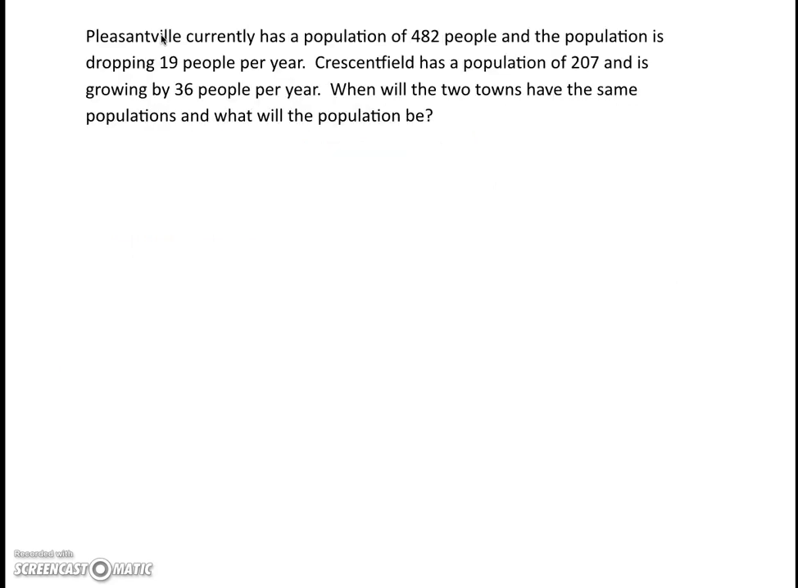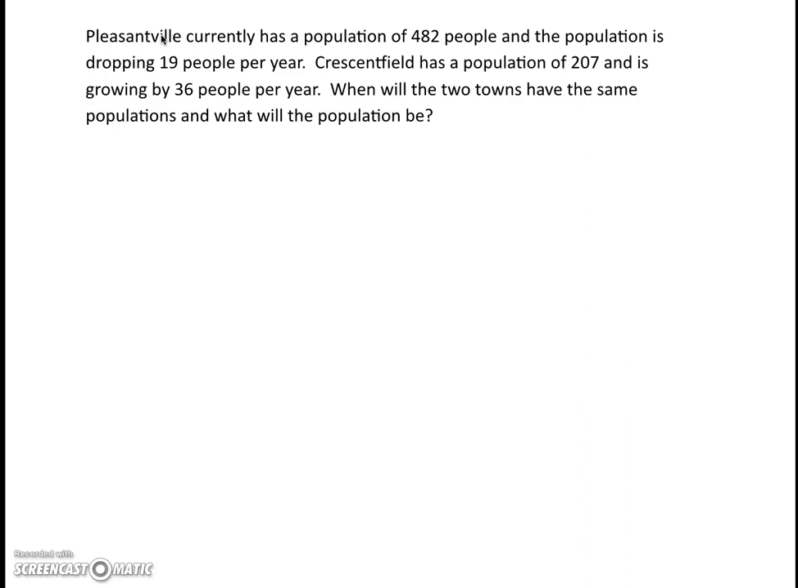In this first example, Pleasantville currently has a population of 482 people, and the population is dropping 19 people per year. Crescentfield has a population of 207 and is growing by 36 people per year. When will the two towns have the same populations, and what will the population be?